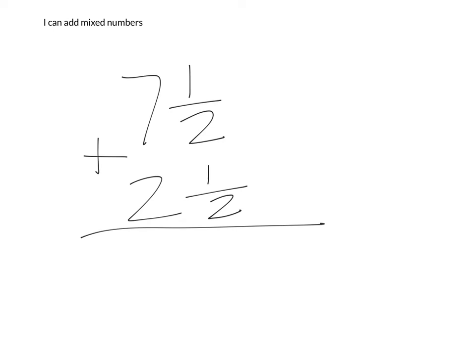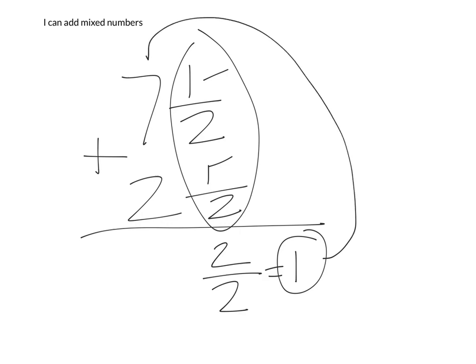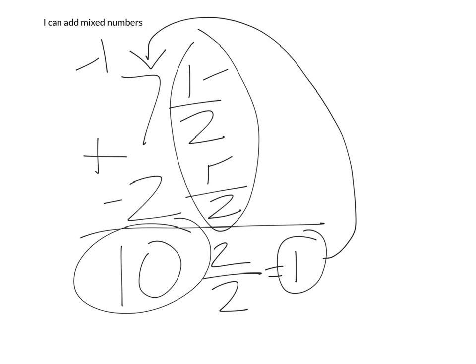The 2 half miles would make 1 whole mile, right? Because 1 plus 1 is 2, and then we put it over 2. We know that 2 over 2, or 2 halves, is equal to 1 whole. So we can take that whole number and add it on to our whole number column. 7 plus 1 plus 2 more is 10. So our answer is 10 miles.